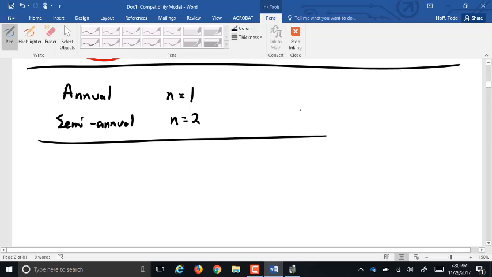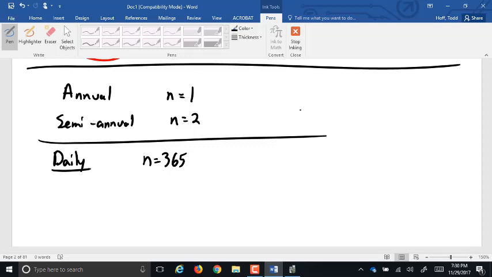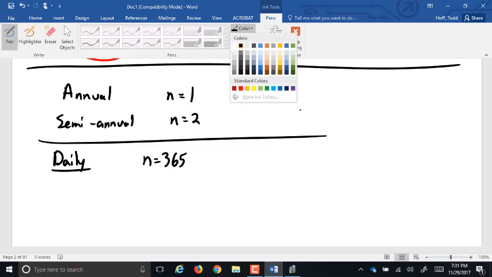So we have also compounded daily. What's N going to equal? 365. Very good. In compound interest, that whole 360 stuff is gone. There is no ordinary and exact. In compound interest, a year is 365 days. Yes, you can use the formula.